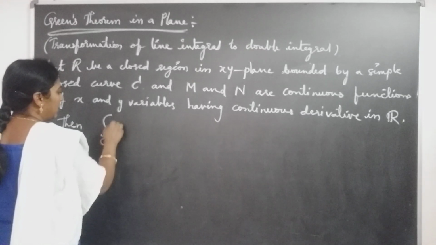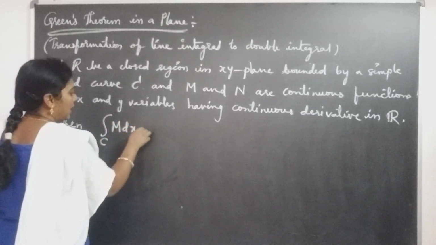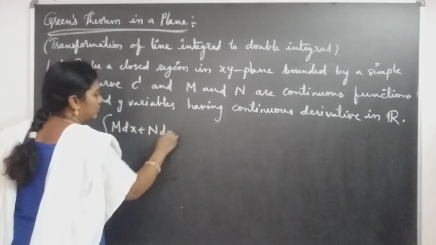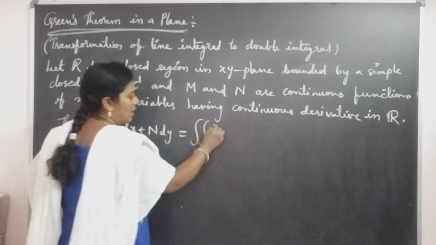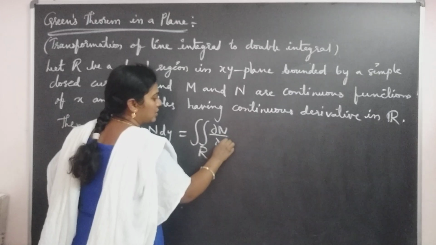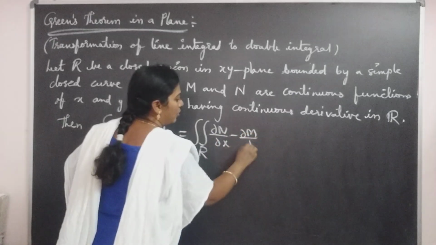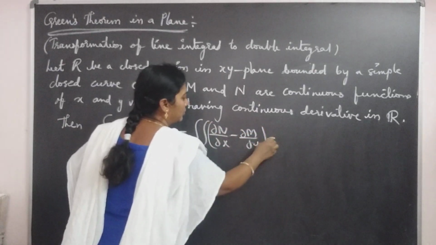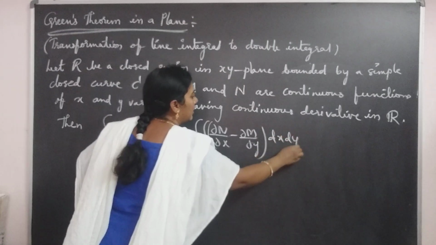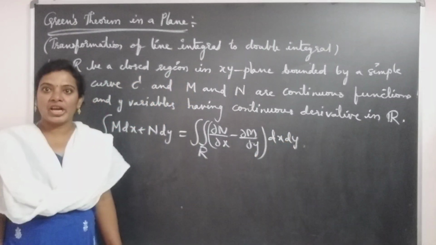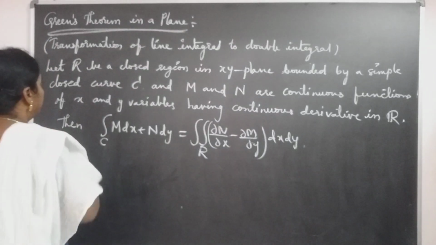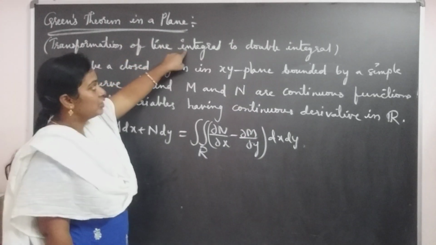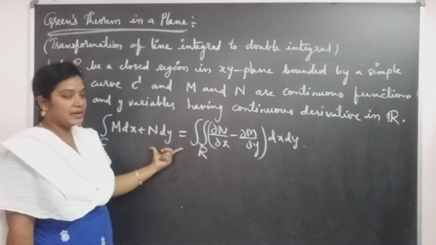Then the line integral over the closed curve C of M dx plus N dy is equal to the double integral over region capital R of dou N by dou x minus dou M by dou y into dx dy. This is the statement of Green's theorem. Here, that is the relation between the line integral and the double integral.